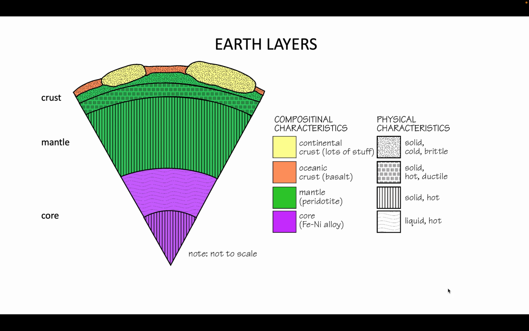As you recall from last week's lecture, we talked about the layering of Earth's interior. This image here describes the composition as well as the physical characteristics of each layer. For example, if you recall, Earth's interior is composed of a solid inner core and a liquid outer core, both of which are rich in iron and nickel.